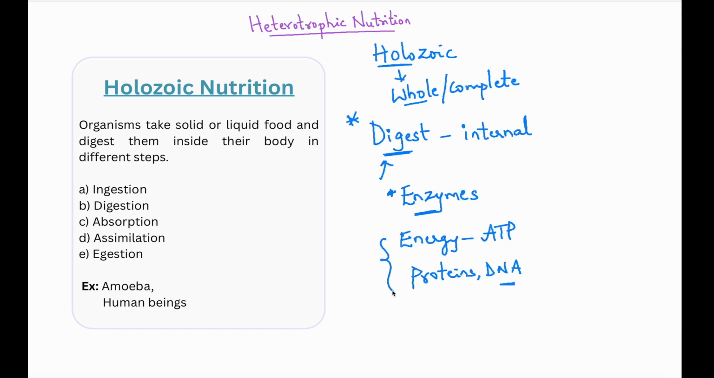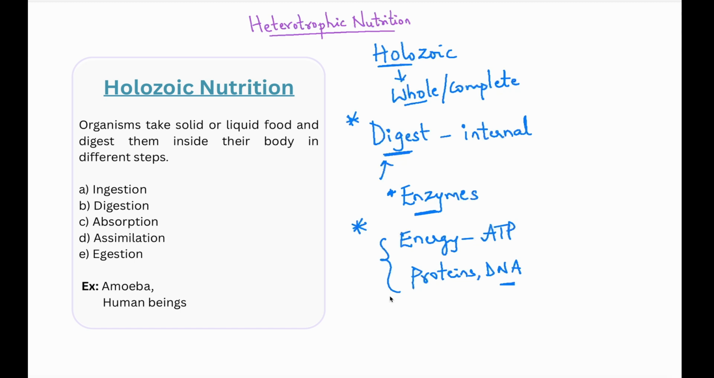other functions. So assimilation of food is a biological process where the digested nutrients are absorbed into the cells of the body and then used for a lot of functions inside the cells. So this is called assimilation, and whatever waste products are generated in this whole process need to be sent out of the body, which is called egestion. So this is about Holozoic nutrition.